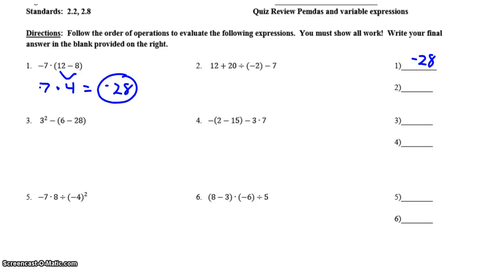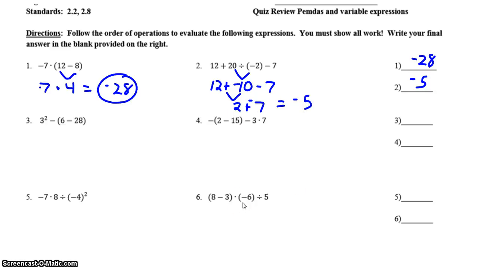In number two, we're going to take this 12 plus 20 divided by -2 minus 7. We're going to do the division first. 20 divided by -2 is -10, so I'm going to keep 12 plus -10 minus 7. 12 plus -10 is +2, and then 2 minus 7, I would rewrite that as 2 plus -7, and that would give me -5. So my final answer there is -5.